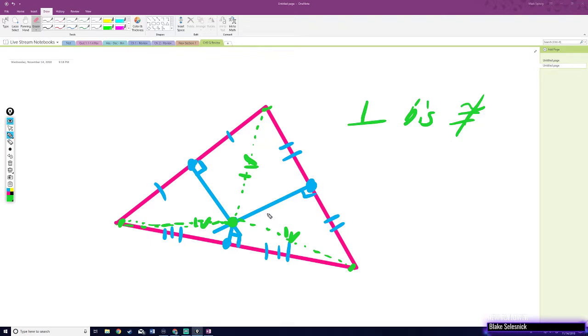A perpendicular bisector has to split the segment in half evenly because, again, it's a bisector. It is bisecting the segment. Yes, it does. Okay, so that's that one.